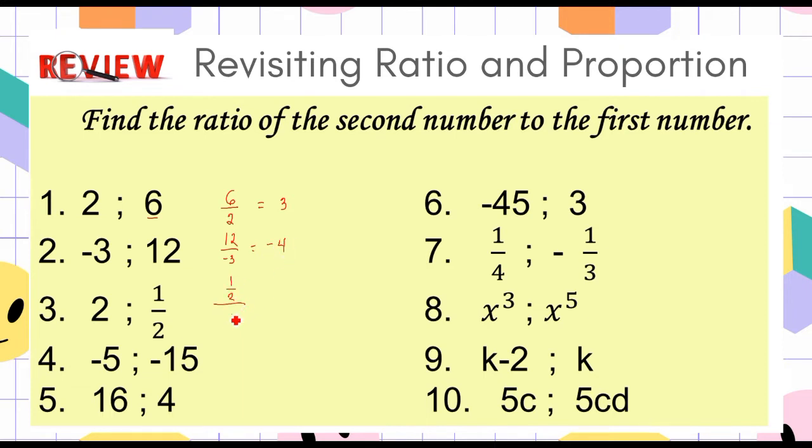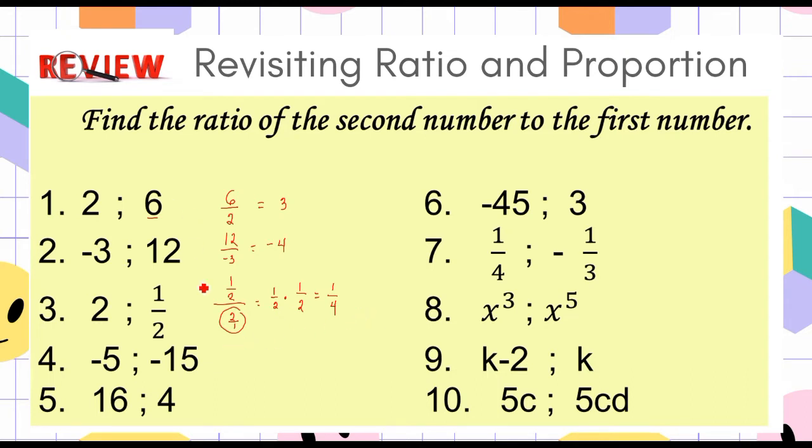1/2 divided by 2. O, paano po ang gagawin natin? Lalagyan natin ng denominator na 1 yung 2, and then, i-rewrite natin as 1/2 times reciprocal po ng 2/1, which is 1/2. And the answer is 1/4. Bakit naging 1/4? 1 times 1 is 1, 2 times 2 is 4.